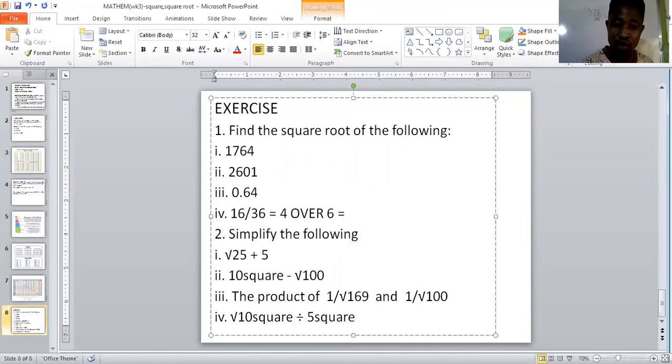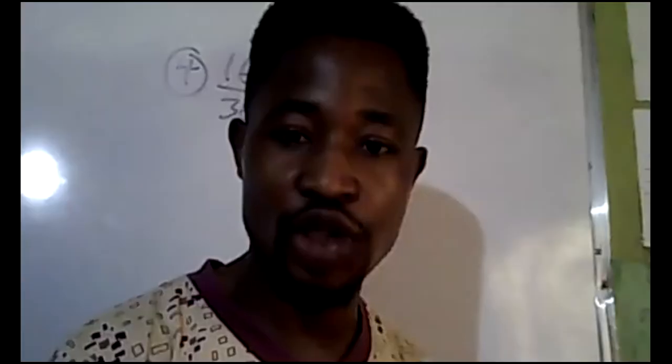And we can reduce that to the lowest term. If you reduce that to the lowest term, that means 4 divided by 2 will give you 2, and 2 in 6 would give you 3. So the final answer will be 2 over 3. Let me show you how that is done in case you didn't follow that.